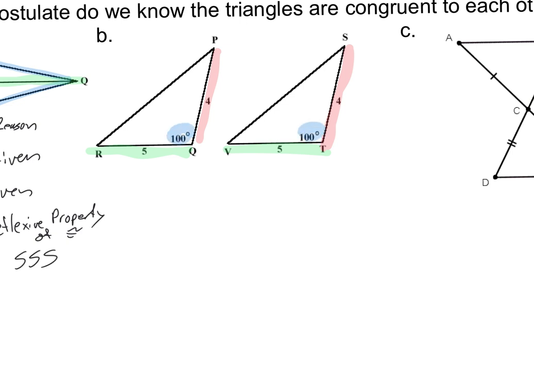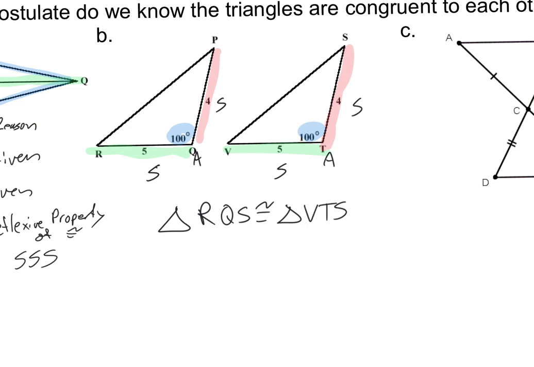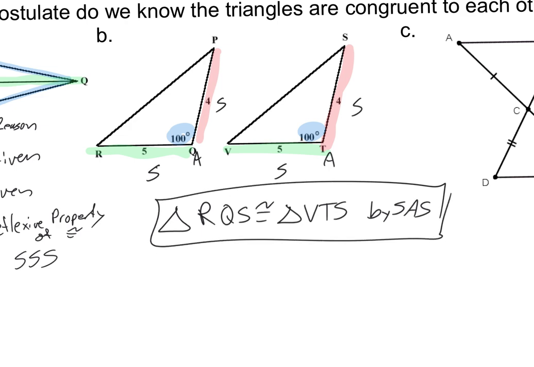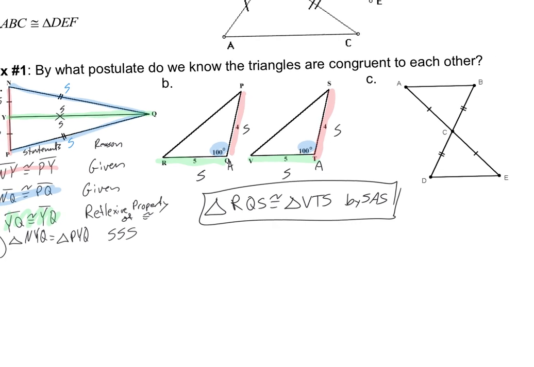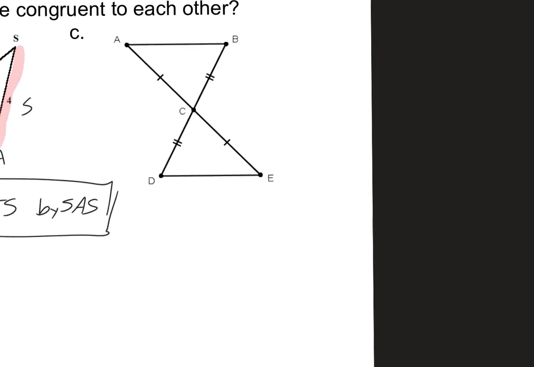So what does that give me? Well, in this first triangle, that gives me a side, an angle, and a side. And in this triangle, that gives me a side, an angle, and a side. So we could say, at the end of the day, in my proof, it would say something like triangle RQS is congruent to triangle VTS, and we would say by SAS. All right, let's take a look at this one.